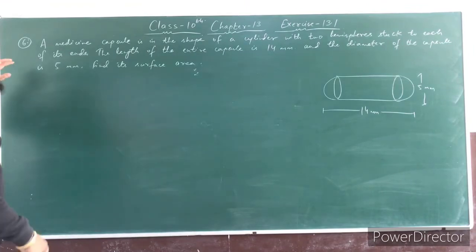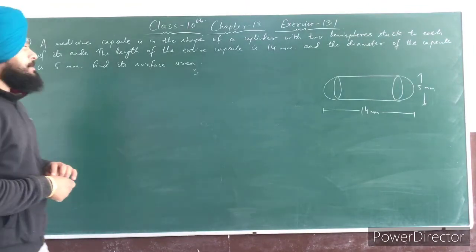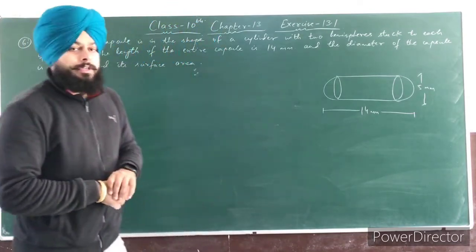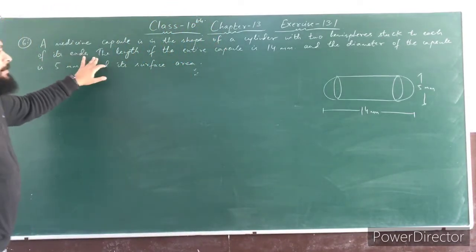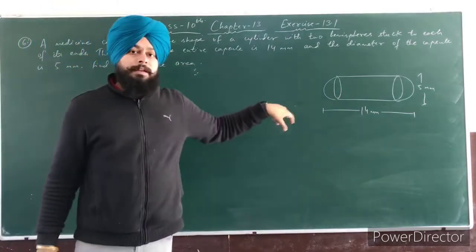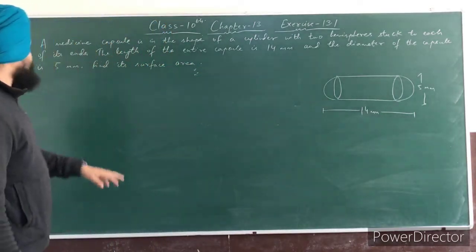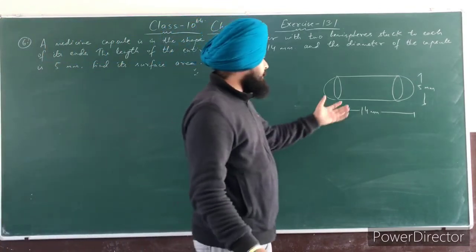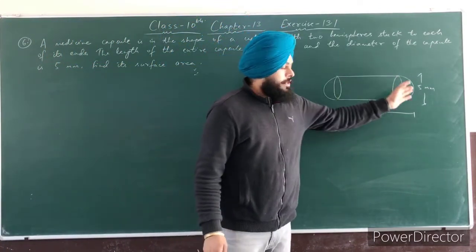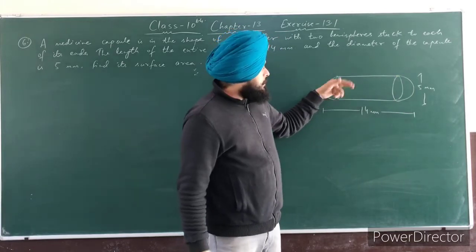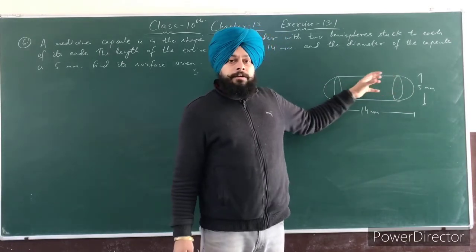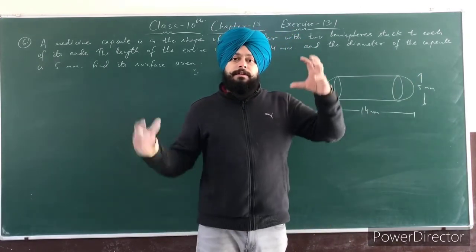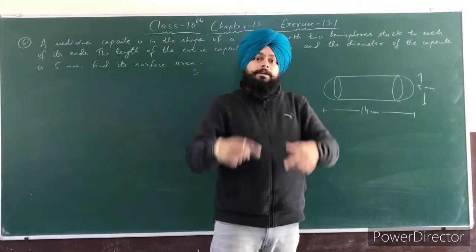This is your question number 6. A medicine capsule is in the shape of a cylinder with 2 hemispheres stuck to each end. The length of the entire capsule is 14 mm and the diameter of the capsule is 5 mm. You have to find its surface area. You can already see this is the shape of a capsule in which the center portion is in the shape of a cylinder and 2 hemispheres are stuck on each end. It means there are 2 hemispheres and 1 cylinder.